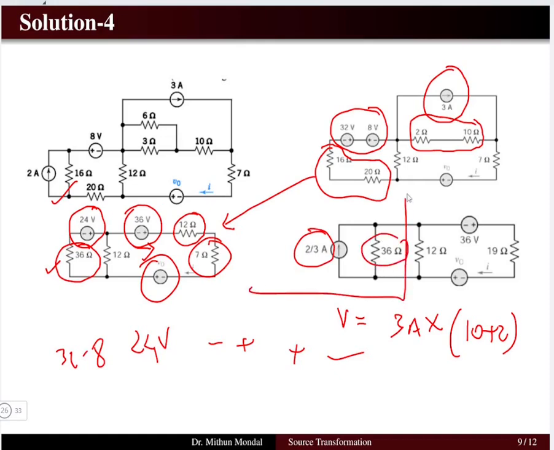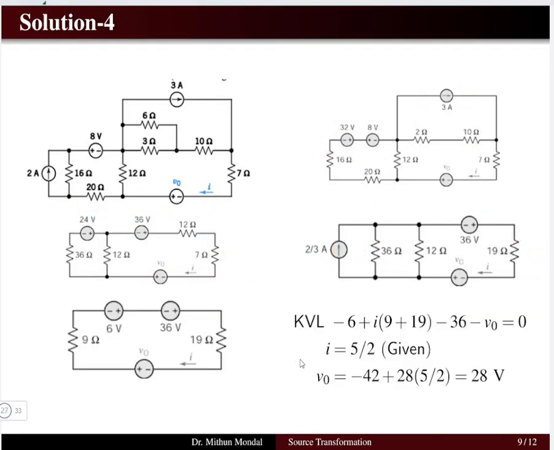This part of the network we can reduce. We have 12 ohms and 7 ohms in series, which gives us a 19 ohm resistor. We have a 36 volt source which we keep as it is, and there is a voltage source of V naught. So we can reduce this network into a much simpler format of one mesh problem.